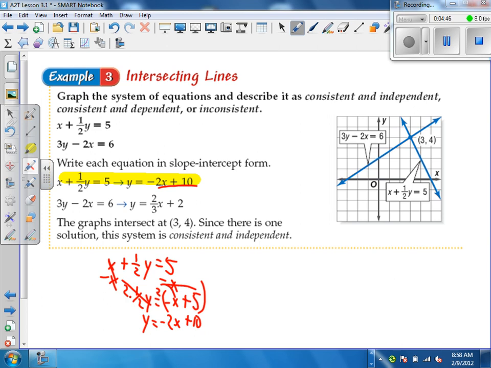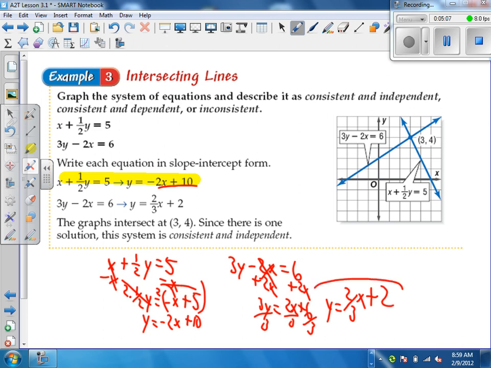The second one, 3y minus 2x is equal to 6. We're going to solve for y. We're going to add 2x. So 3y is equal to 2x plus 6. Now we're going to divide by 3, divide by 3. So y is equal to 2/3 x plus 6 divided by 3 is 2. And that's what they got right here. They just didn't show the work, and I want you to put the work in there and make sure you know how to do that.